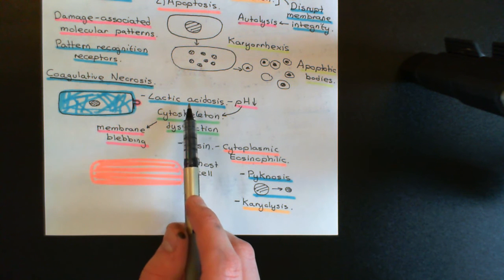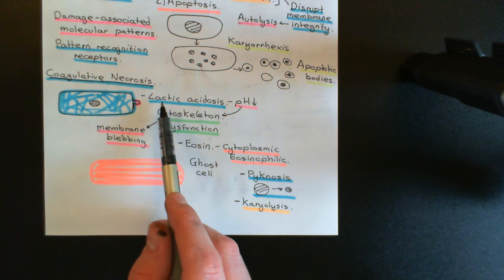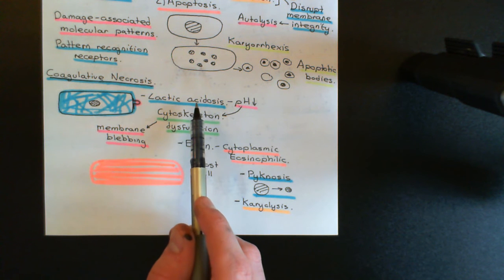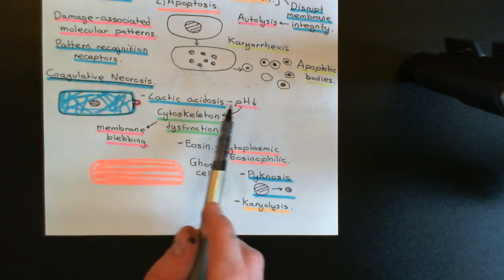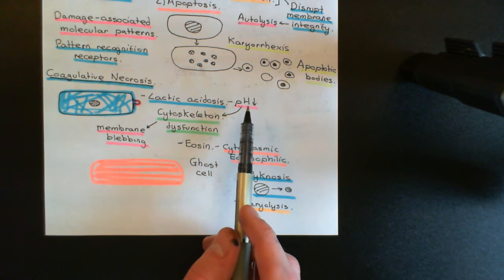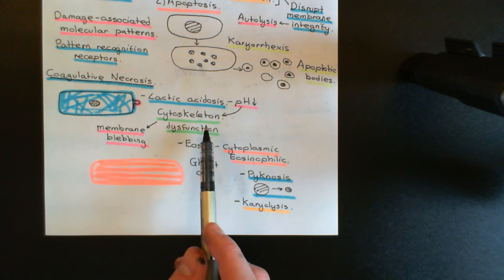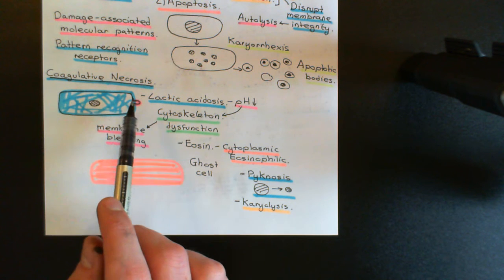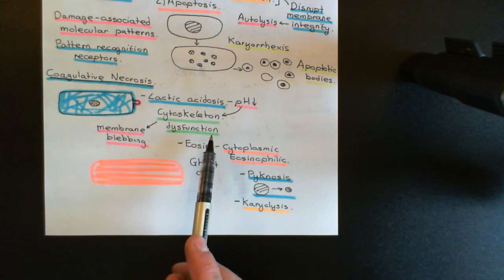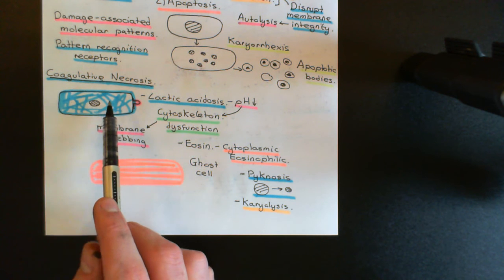The lack of oxygen delivery to the myocardium will mean that anaerobic respiration will be turned on big style, and you'll produce lots of lactic acid, and that will lower the pH inside the cell. This lowering of the pH inside the cell is going to cause denaturation of loads of proteins inside the cell. In particular, it's going to denature the cytoskeletal proteins.